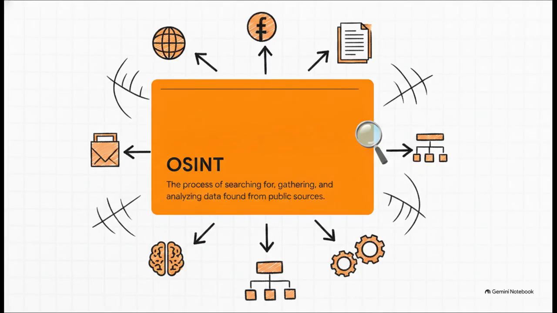Let's start with first principles. We need to look at how researchers, journalists, and even threat actors actually view public information. The term you're going to hear constantly in this field is OSINT, which stands for Open Source Intelligence. Now, the crucial point here is understanding what OSINT actually is. It's not just stumbling upon a random website or doing a quick Google search. It is a highly structured intelligence lifecycle.